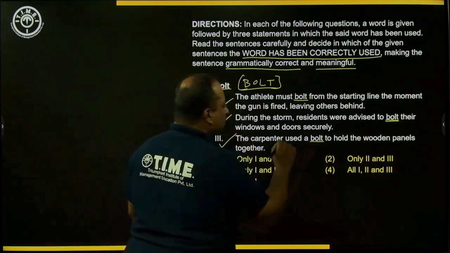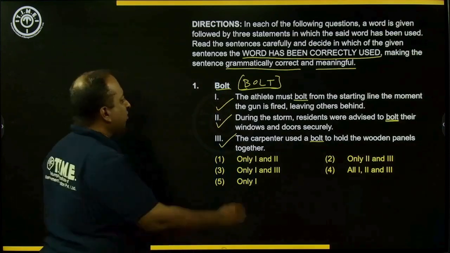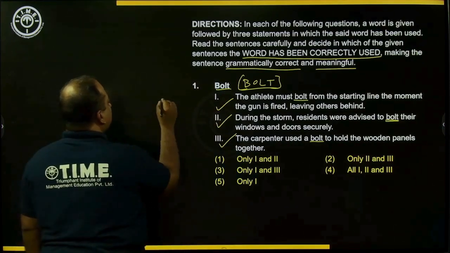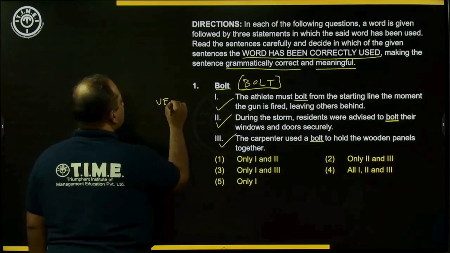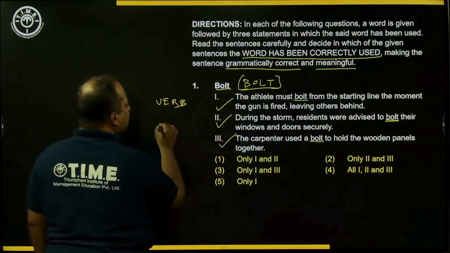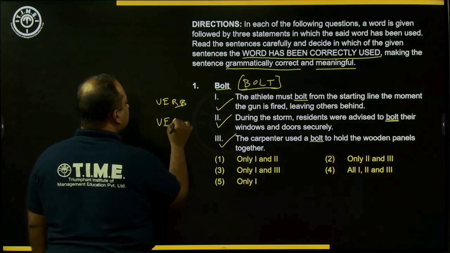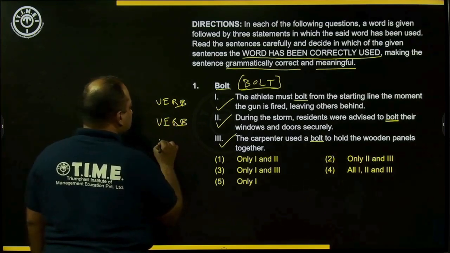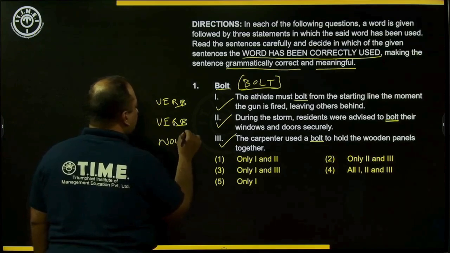So here the word bolt is used in the right way. The first sentence uses the word bolt as a verb. In the second sentence, it is also used as a verb. In the third sentence, it is used as a noun.